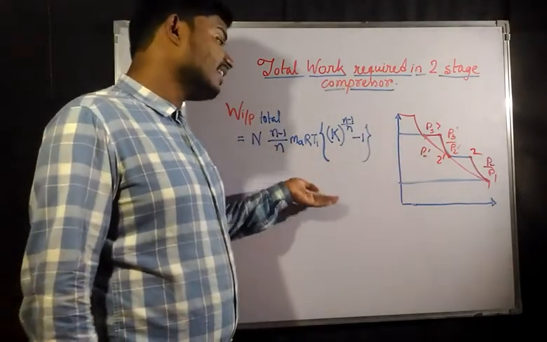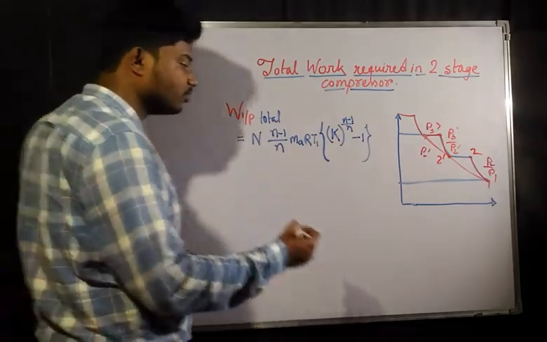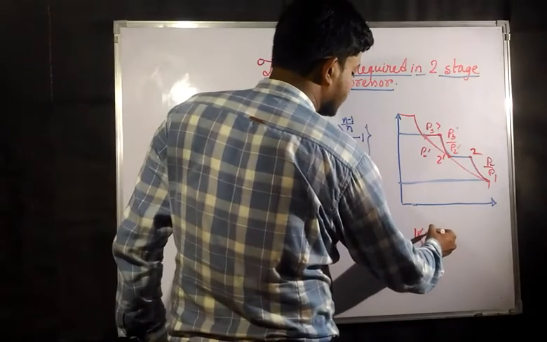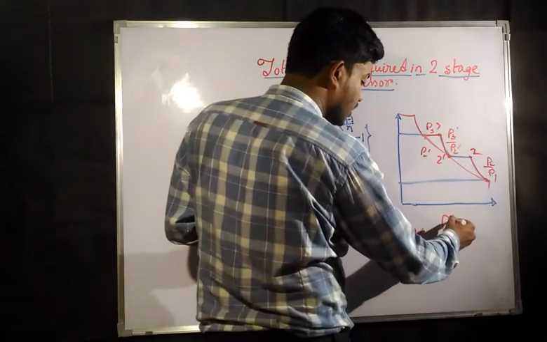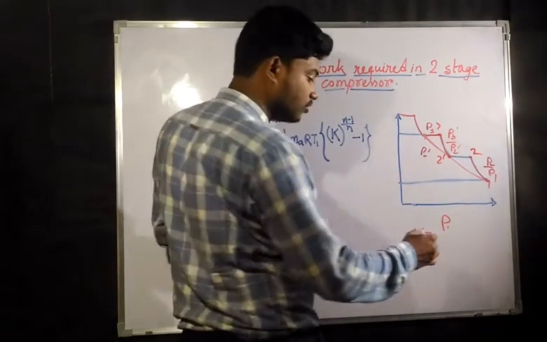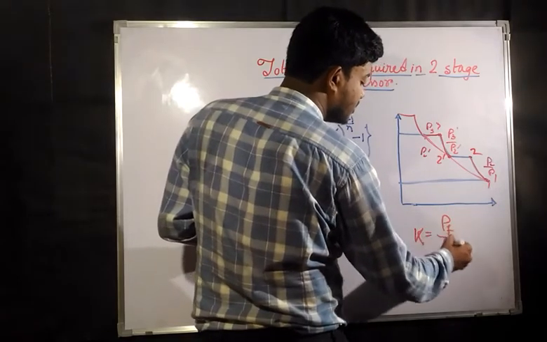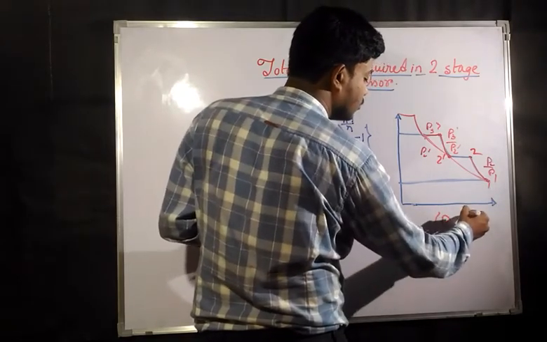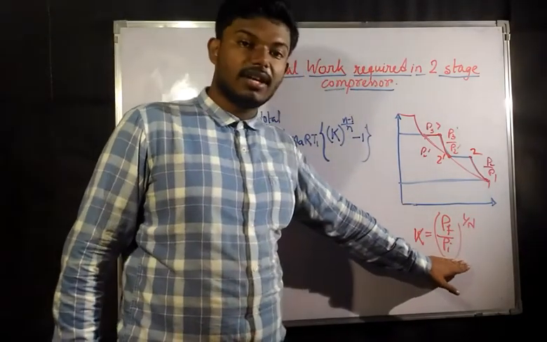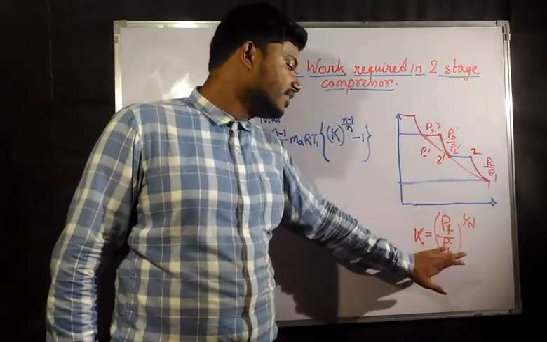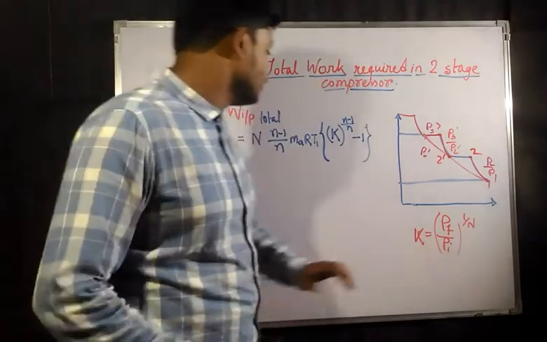Now, in the last-to-last board, while we were talking about the pressure ratios, we found that the pressure ratio must be equal at each and every stage, and that must be equal to what? The overall pressure ratio, that means P final by P initial, whole to the power 1 by n. The pressure ratio must be equal to P final by P initial to the power 1 by n. This would give the pressure ratio.